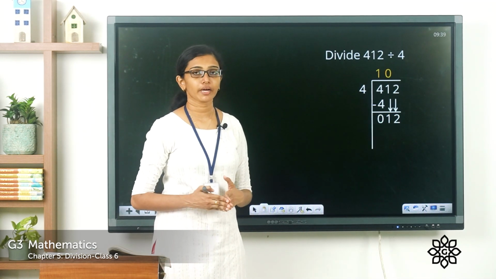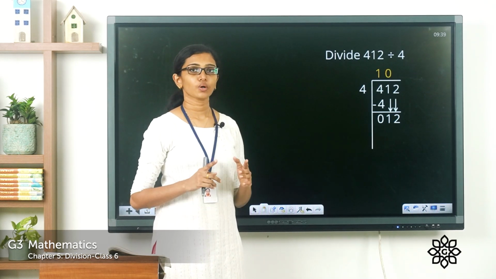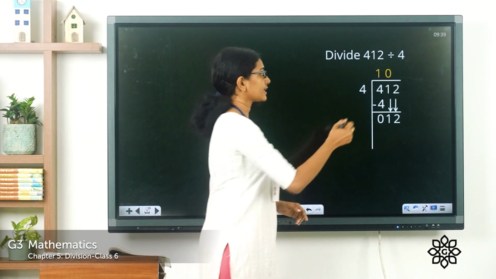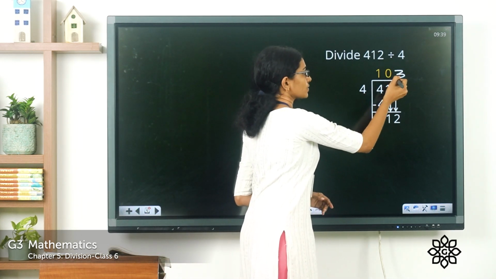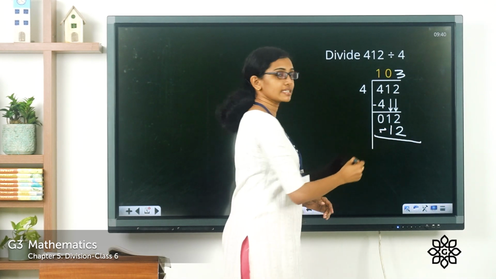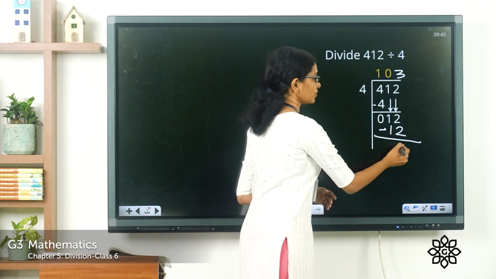What is 12 divided by 4? Just recite the table of 4. 4 ones are 4, 4 twos are 8, 4 threes are 12. So let's write that 3 over here. Now 3 into 4 is equal to 12. Now let's subtract these numbers. 12 minus 12, and that is equal to 0.